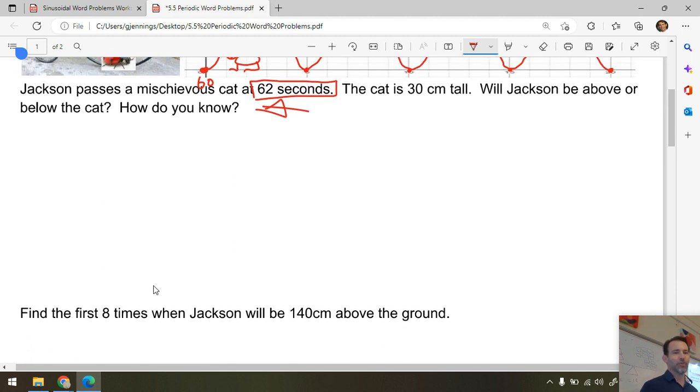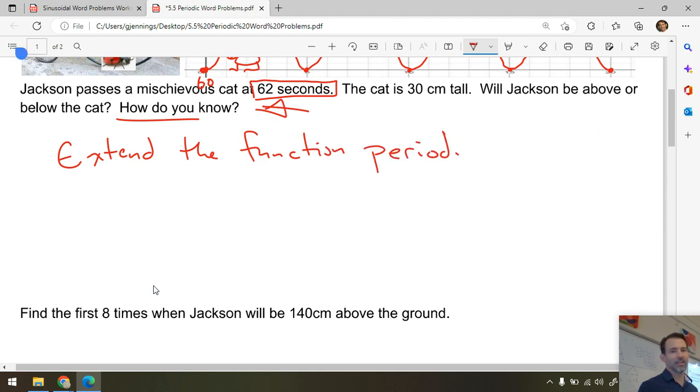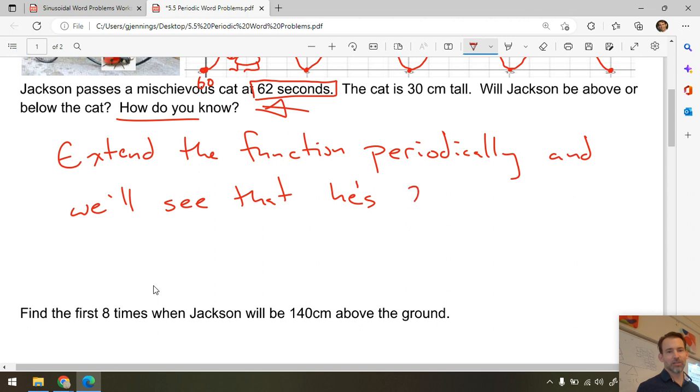Yeah. So that's how we know. We extend the function periodically. You would accept that as an answer? Extend the function periodically, and we'll see that he's 2 seconds into a cycle. The same height.